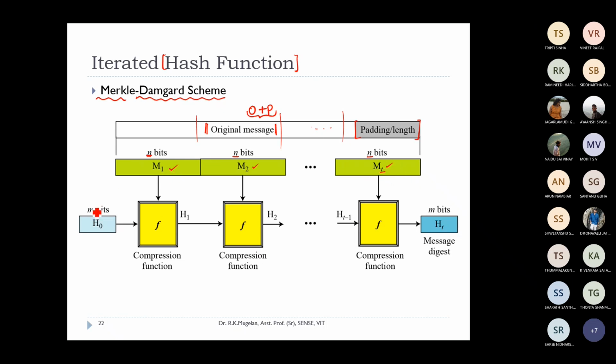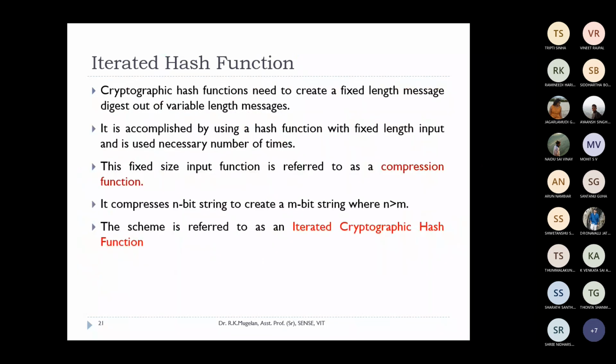Then I'm going to supply a value called H0, which will be made up of m bits. This H0 is nothing but the seed value. I hope everyone remembers this name, seed value, which we used in our PN sequence generation. In the same way, here also we have an initial value, called the IV, or also the seed value, and this will be made up of m bits. The only condition here is that n will always be greater than m. It will be mentioned here also.